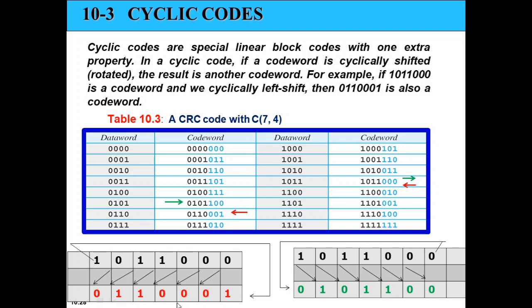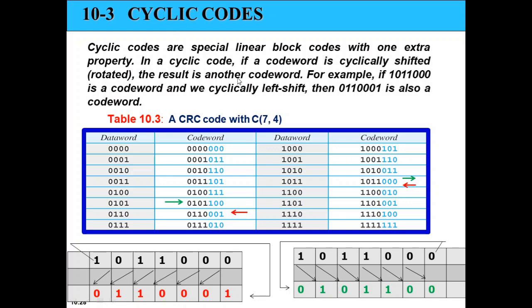What is that extra property? Cyclic codes are special linear block codes with one extra property. You must know what is a data word and what is a code word. In a cyclic code, if a code word is cyclically shifted, that is rotated, whether you do a right rotation or a left rotation, the result must be another code word. The result must also belong to one of the code words. That is going to be your cyclic code.